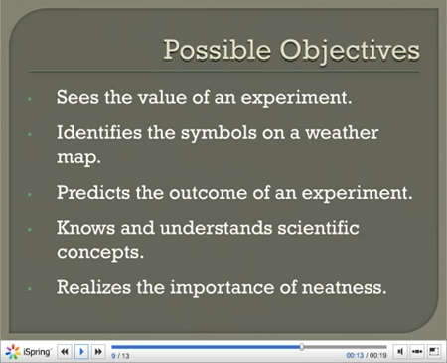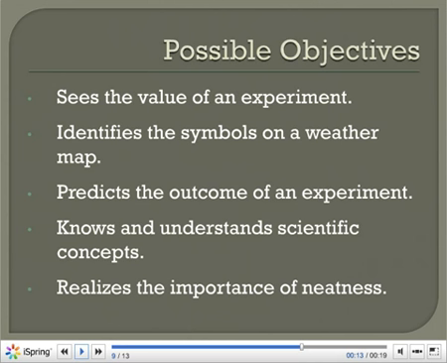Let's take a look at the third one now. Predicts the outcome of an experiment. What do you think of this one? Okay, it is well written, again, because it's in terms of what we expect from the learner, in observable terms, it measures only one intended outcome.